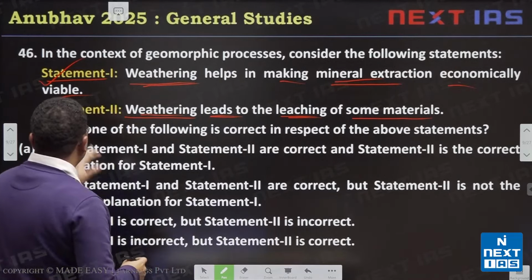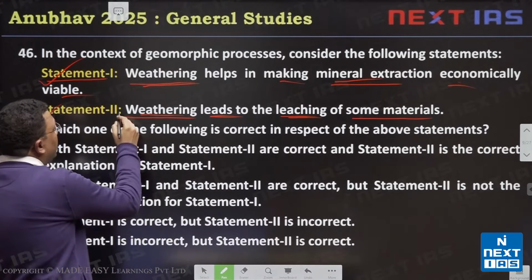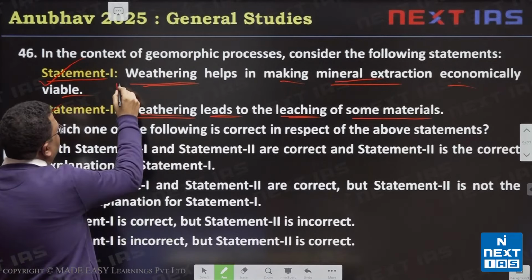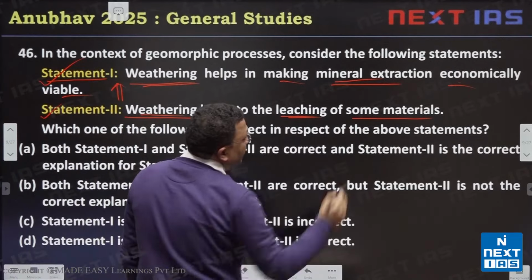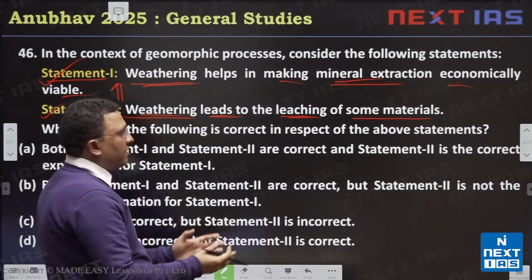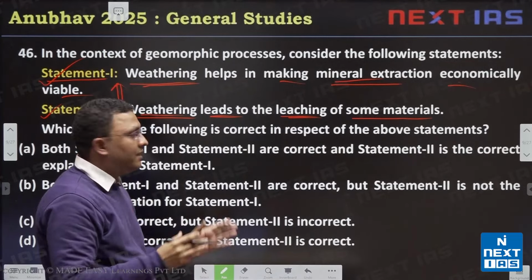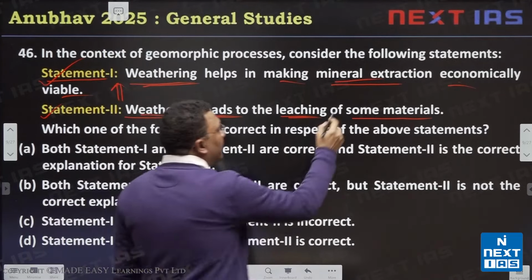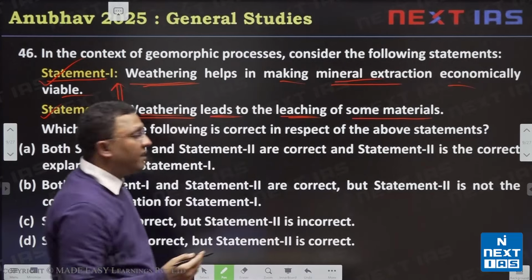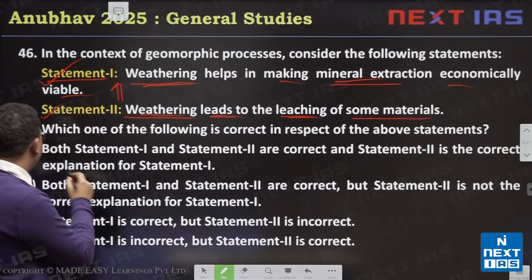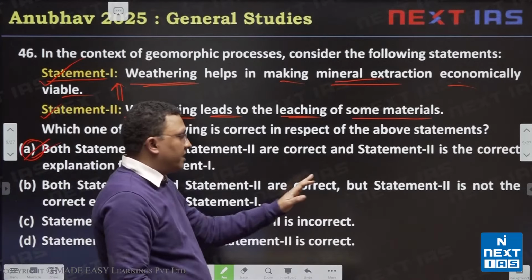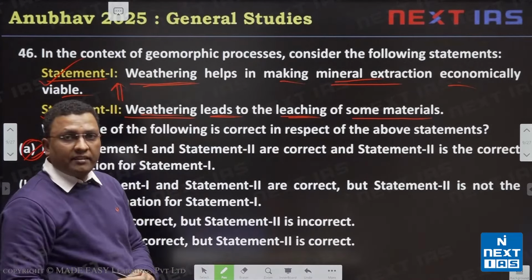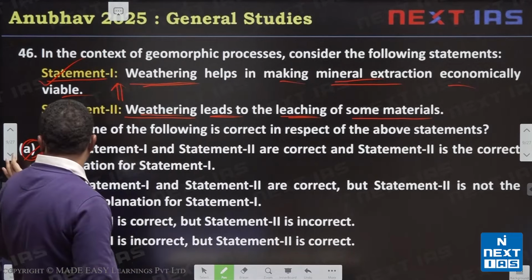So that means both the statements are correct, and statement 2 explains statement 1, right? It is because of leaching of some materials that the concentration of valuable material increases, and that's why mineral extraction becomes economically viable, right? So the correct answer here will be A. Both the statements are correct, and statement 2 is the correct explanation for statement 1, right?